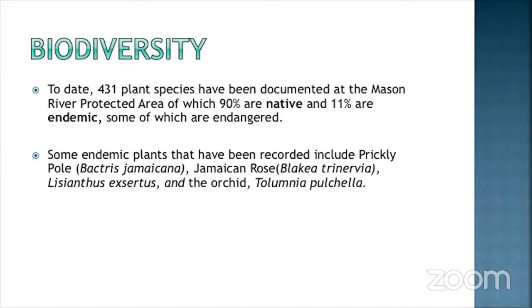To date, 431 plant species have been documented at the Mason River Protected Area, of which 90% are native, 11% are endemic, some of which are endangered. Some endemic plants that have been recorded include prickly pole, Jamaican rose, Lisianthus exertus, and the orchid Tolumnia pulchella. If a plant or animal is endemic to Jamaica, that means it is only naturally found in Jamaica.